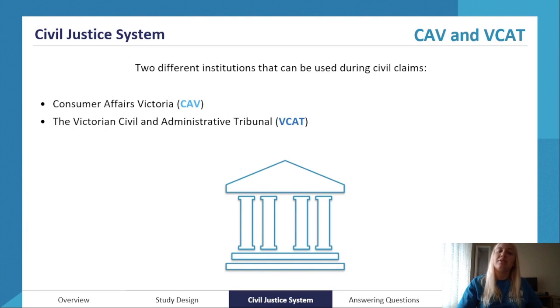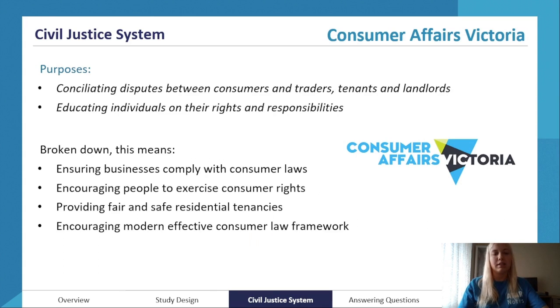There's also 2 different institutions that you need to know, on top of the courts, that can be used for civil claims. I mentioned before, CAV and VCAT. We'll look at each one. So Consumer Affairs Victoria. You need to, again, be able to compare these 2 institutions with one another. So keep that in mind as we go along.